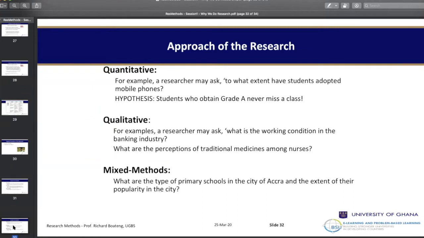Some supervisors will tell you to do either a quantitative or qualitative study, depending on their strengths. So a quantitative study may just take students who obtain grade A and never miss a class, and do a hypothesis test between class attendance and students' grades. A qualitative study may just ask what the perceptions of traditional medicines among nurses are. A mixed method study will then go further and add the quantitative part and ask which of the perceptions is the dominant one.